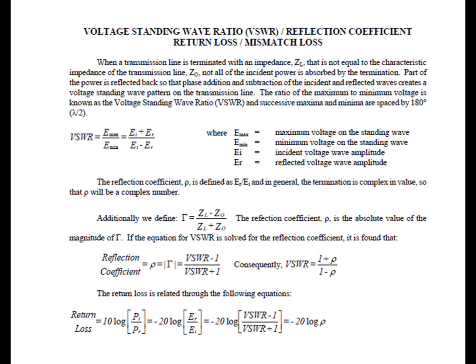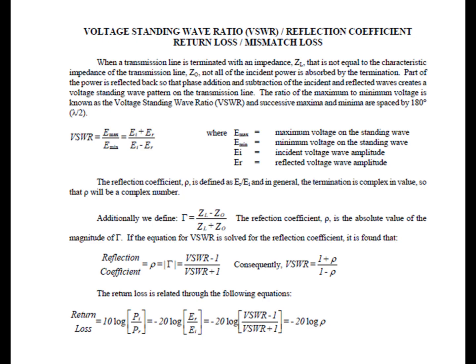What is VSWR? VSWR means voltage standing wave ratio. It compares the maximum voltage on the line to the minimum voltage on the line. The formula is VSWR equals Emax divided by Emin, where Emax is the maximum voltage and Emin is the minimum voltage. Another way to say this is VSWR equals incident voltage plus reflected voltage divided by incident voltage minus reflected voltage. If there is no reflection, the VSWR becomes 1, which means a perfect match.